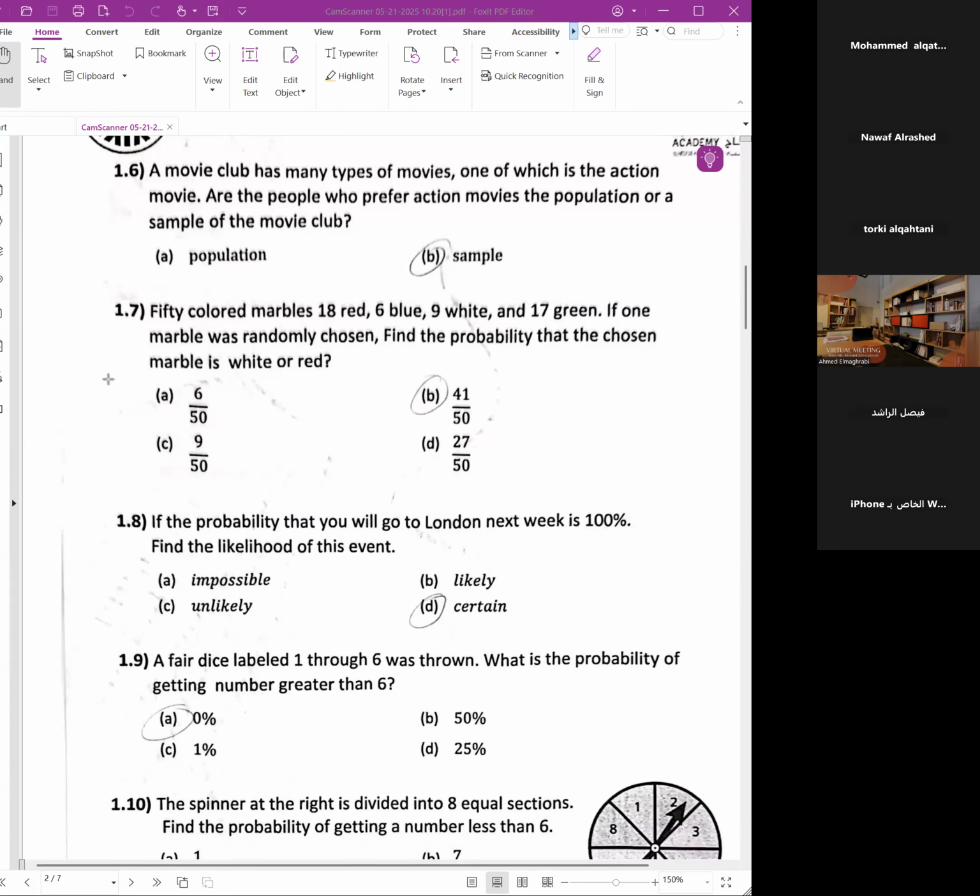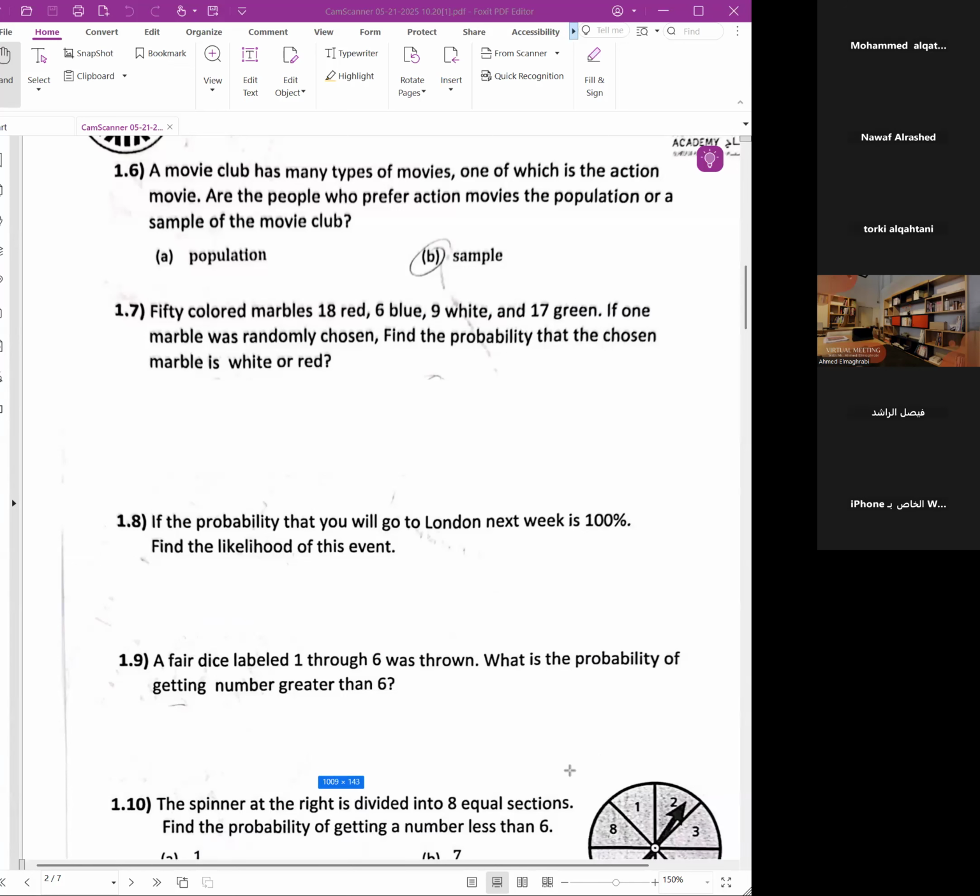Now, all of you, please try to do this question with me. Question 1.7, write your answers in the private chat. We have 50 colored marbles: 18 red, 6 blue, 9 white, 17 green. Find the probability that the chosen marble is white or red. Out of 50, how many are white or red?